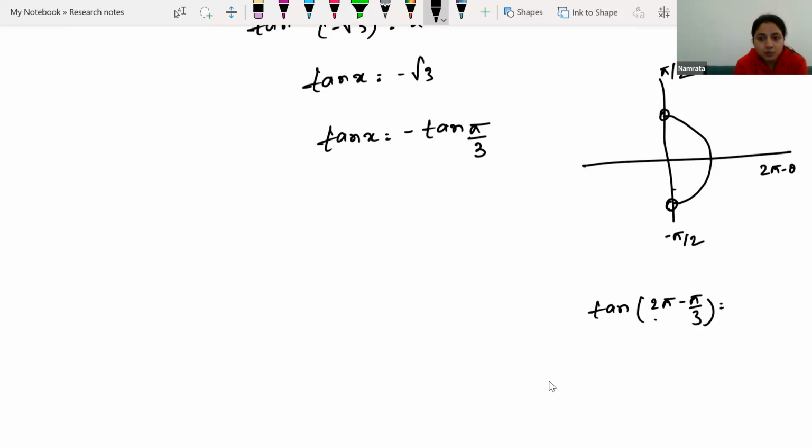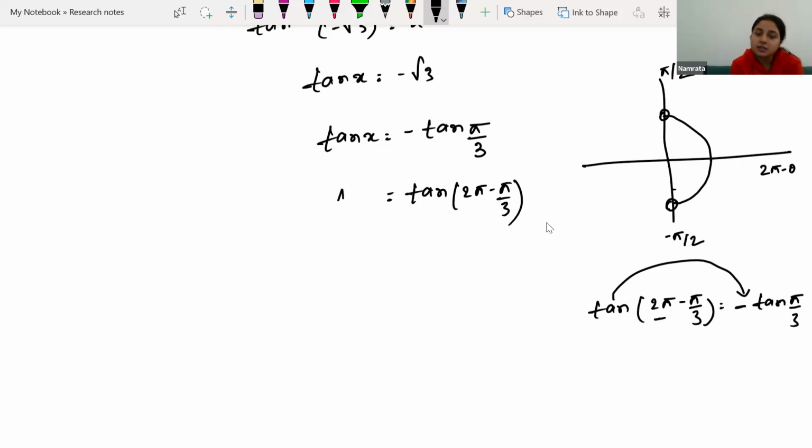2 pi minus 2 pi. No transformation occurs. Tan will remain tan. Now plus tan pi by 3 or minus tan pi by 3, that we will decide according to the quadrant. In the fourth quadrant tan is negative. So obviously it will give the result negative. So yes, minus tan pi by 3 can also be written as tan 2 pi minus pi by 3.